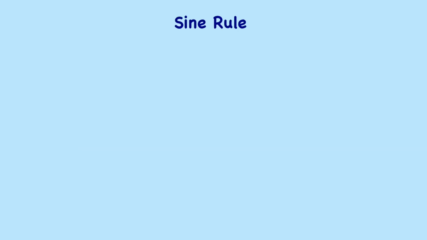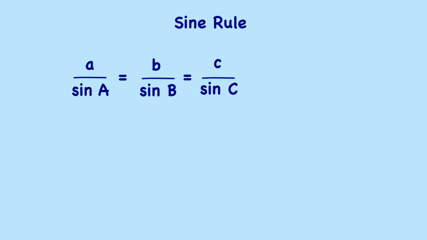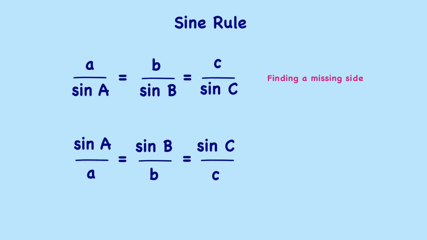The formula for the sine rule is a over sine A equals b over sine B, which equals c over sine C. In this format, it is used to find a missing side. Alternatively, we could use it in this format: sine A over a equals sine B over b, which equals sine C over c, and this is often used to find a missing angle. These will have to be learned as they are not given in the GCSE exam. Let's see how to use the rule.